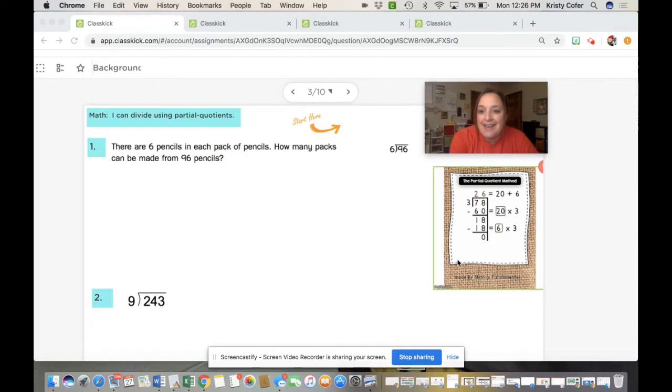So let's look at our I can statement for today. It's I can divide using partial quotients. We've talked about this in class and we've done it a lot. So hopefully this will help trigger your memory on how to use this strategy. All right, I'm going to switch over to our paper app so that I can show you the strategy.